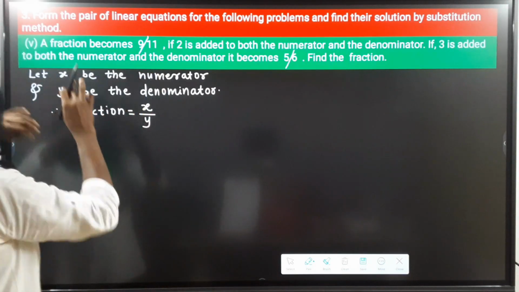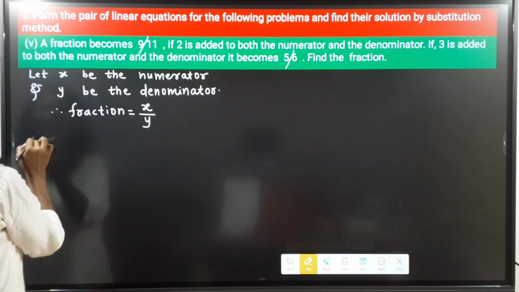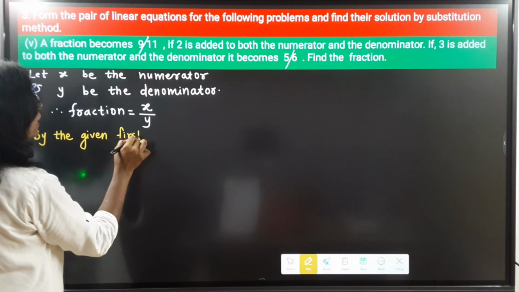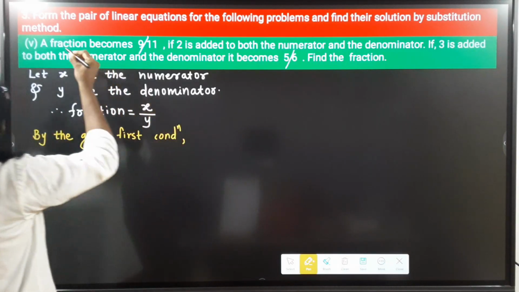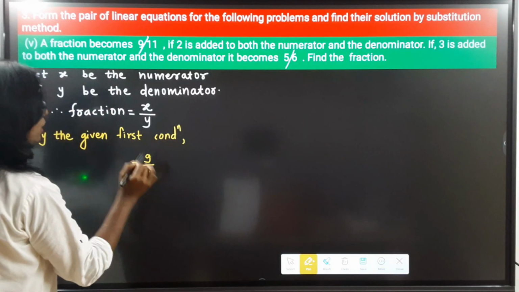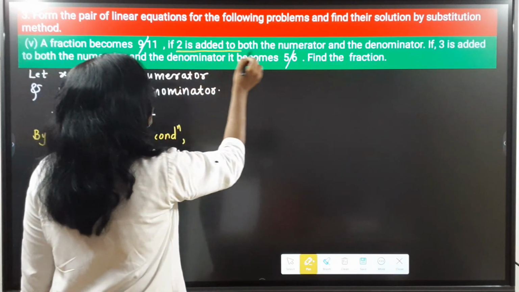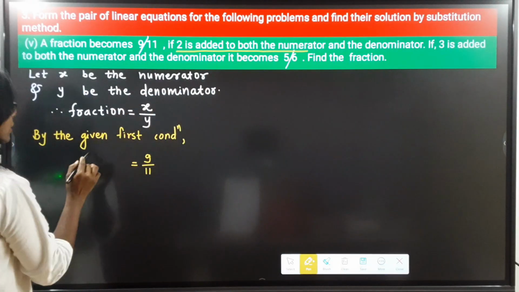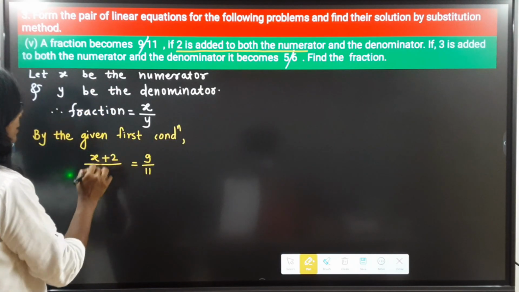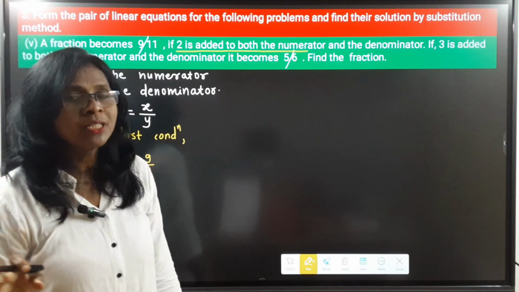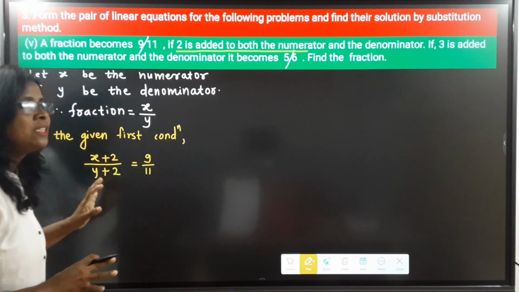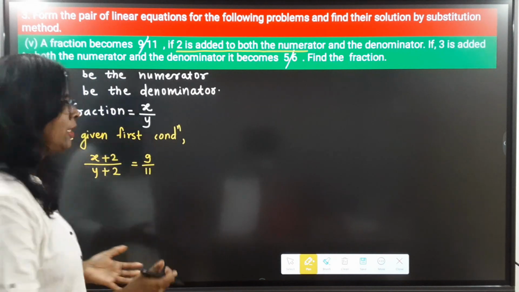So now here, as per the first condition, I write that by the given first condition. The first condition says that a fraction becomes 9 upon 11. So I write here the fraction becomes 9 upon 11 if 2 is added to both the numerator and denominator. So here our fraction is x upon y, and the condition is that you have to add 2 in the numerator as well as in the denominator. Okay, students. But here, by the first condition we get this fraction. This is not in the simplest form, students. So we simplify further at this stage.